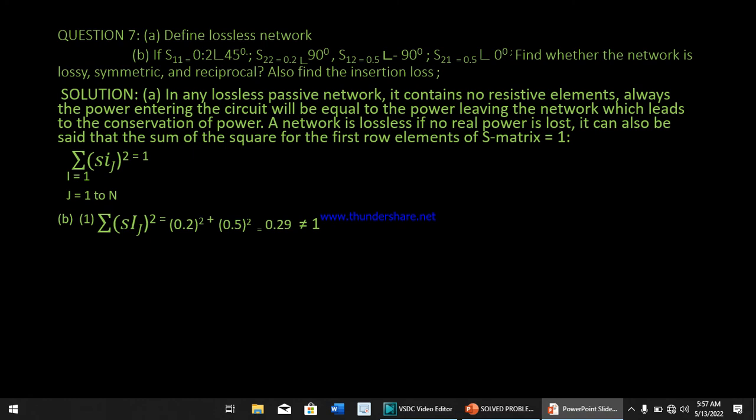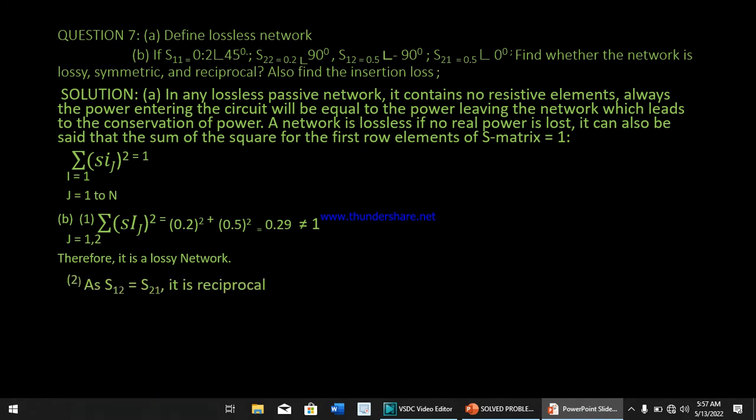Now let us try. For this, we are given that S11 in the first row is 0.2 and S12 is 0.5. They are both in the same first row. So we have 0.2 squared plus 0.5 squared, which amounts to 0.29. Automatically, it's not equal to 1. That means the network is lossy.